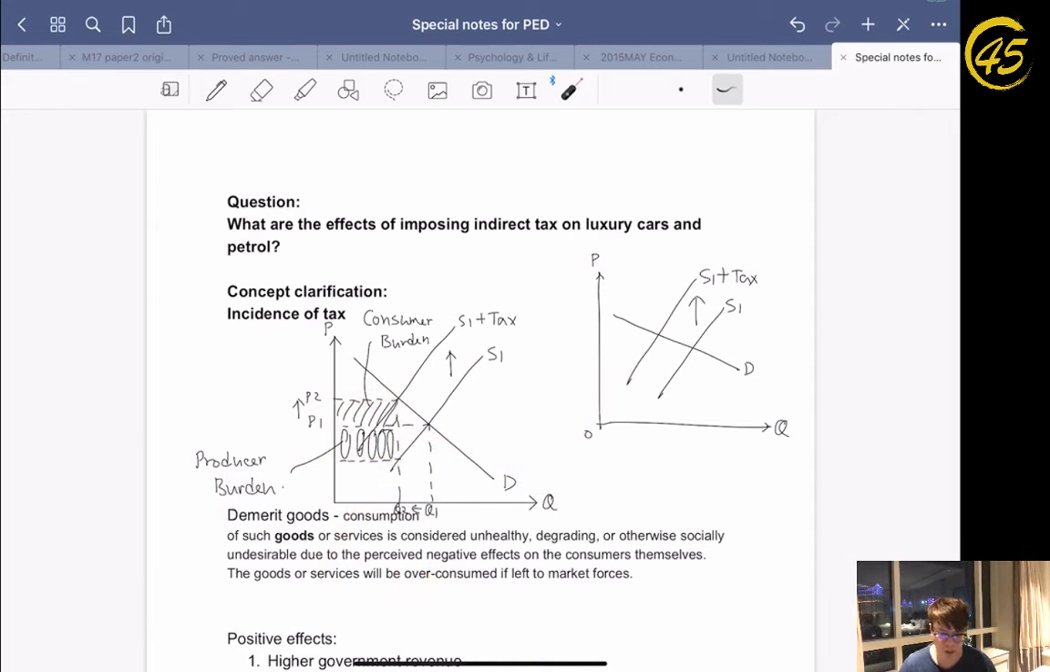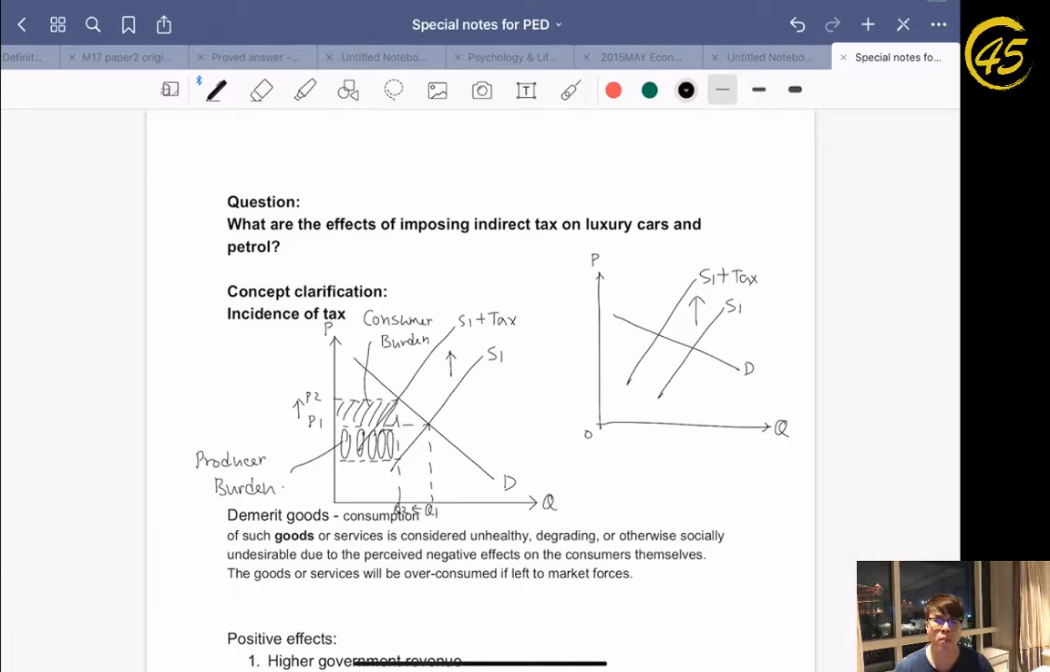Because of the tax, the price has been raised from P1 to P2, which means the consumer suffers a price rise from, say, $10 to $12. Remember this part, the rise in prices because of the tax. We call this the consumer burden. If the government collects this amount and the consumer pays this amount, then the rest will be the producer burden. So we have the concept of the incidence of tax. What is the incidence of tax for luxury cars?